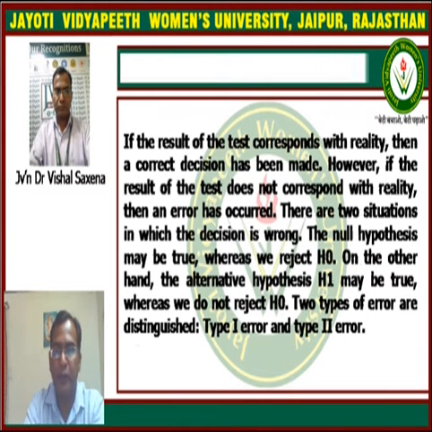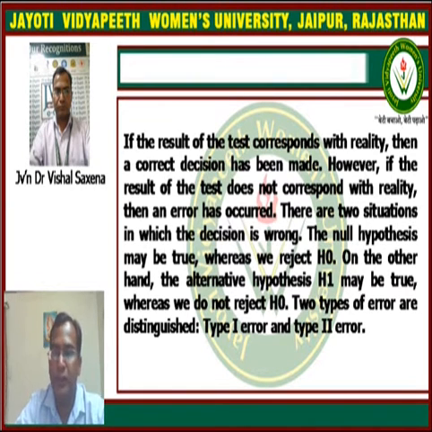So if the result of the test corresponds with reality, then a correct decision has been made. However, if the result of the test does not correspond with reality, then an error has occurred. There are two situations in which the decision may be wrong. What are the two conditions we see here? The null hypothesis may be true, whereas we reject H0.